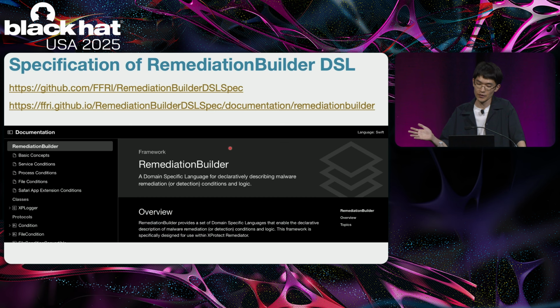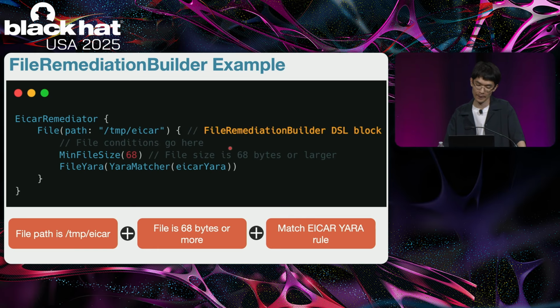Now let me show you a few real examples to illustrate how this DSL is used in practice. First, let's take a look at the XProtect. This is a simple example that uses File Remediation Builder. As you can see on the slide, a file is removed only if the path is temp acre, and the file size is 68 bytes or more, and it matches the acre YARA rule. Yeah, pretty easy to understand.